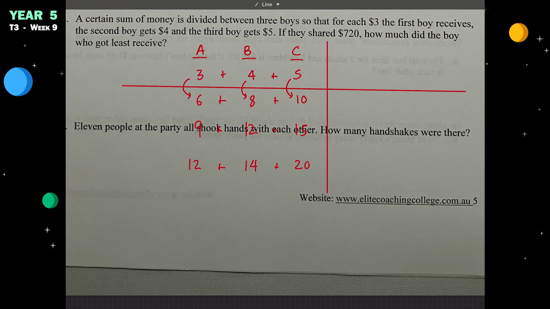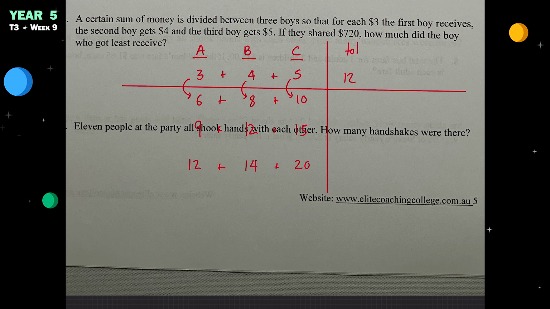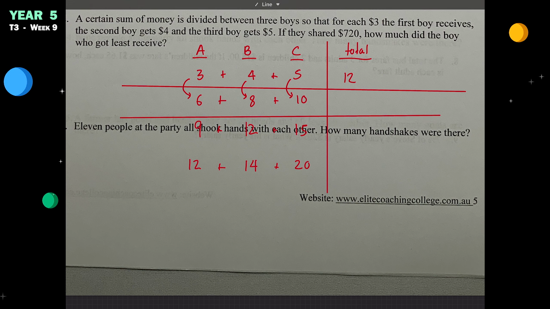This will be 3 plus 4 plus 5, that makes 12. So this is the total. So if boy A had $3, boy B would have 4 and boy C had 5, and the total will be 12. But if boy A had $6, boy B should have 8 and boy C should have 10, and that makes a total of how much? 24?